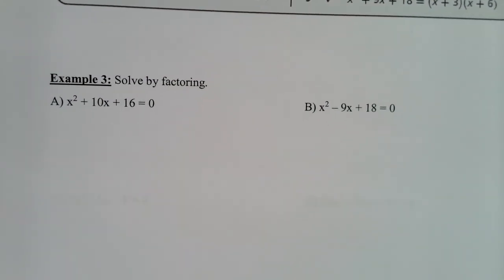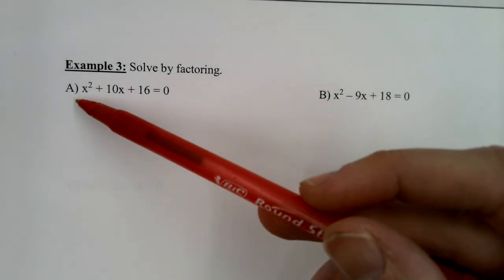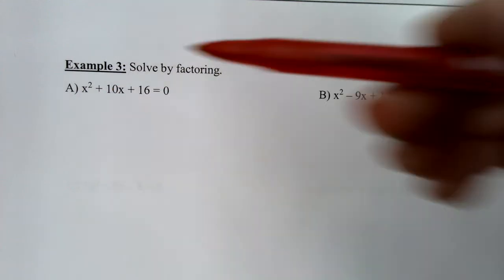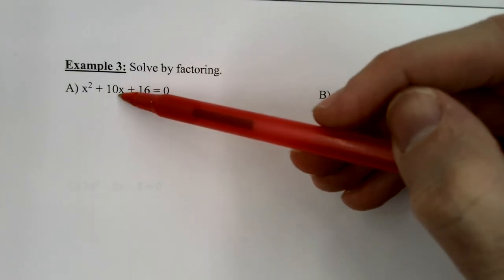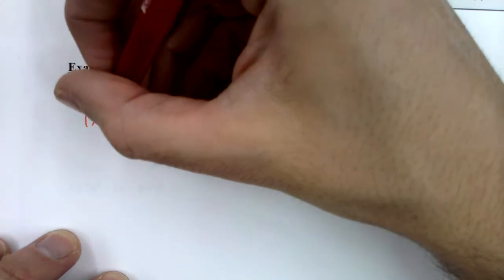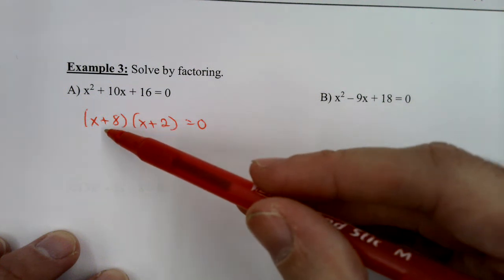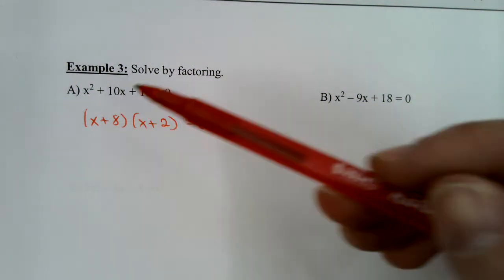So example 3a, solve by factoring. It's already equal to 0. That's good. There's no GCF. So what you need to do is look for 2 numbers that multiply to 16 and add to 10. Think about what those 2 numbers are. It's going to be 8 and 2. So when I factor it, I get (x + 8)(x + 2), because 8 times 2 is 16, and 8 plus 2 is 10.